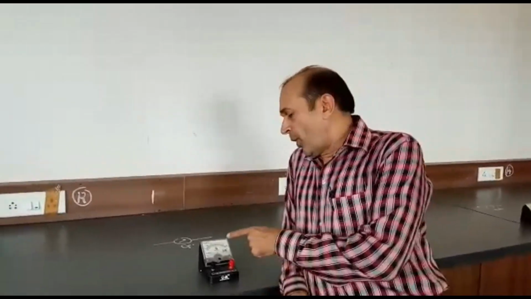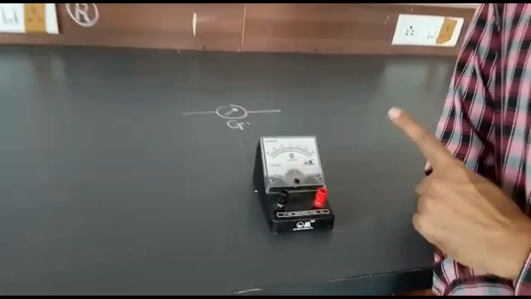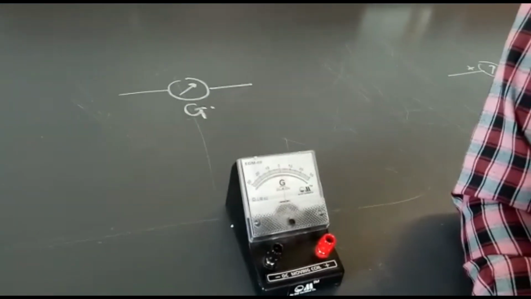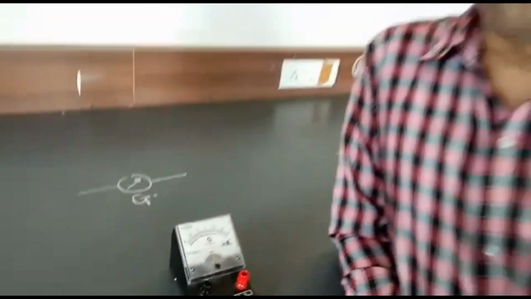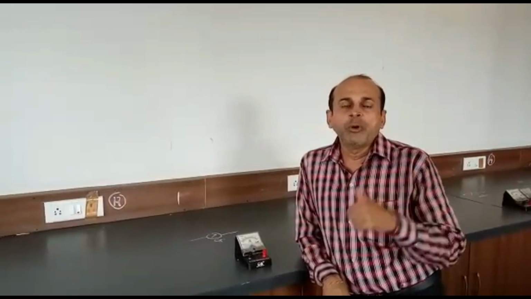In a galvanometer, the pointer is at the center. It can deflect either to the left side or the right side. The use of the galvanometer is to measure the current passing through the circuit, the resistance of the circuit, and to convert it into a voltmeter and ammeter too.